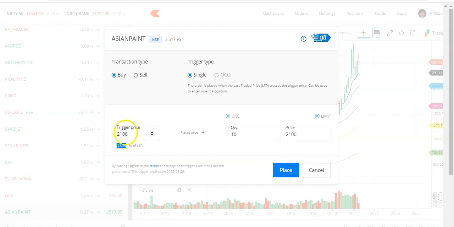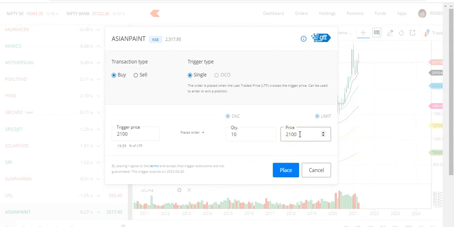Now let us understand why we need two prices. This is the trigger price, which means whenever the last traded price of Asian Paints comes to 2100, your order will get triggered. That is why it is called the trigger price. It gets triggered not as a market order but as a limit order. A limit order should always have a price, and the price is 2100.